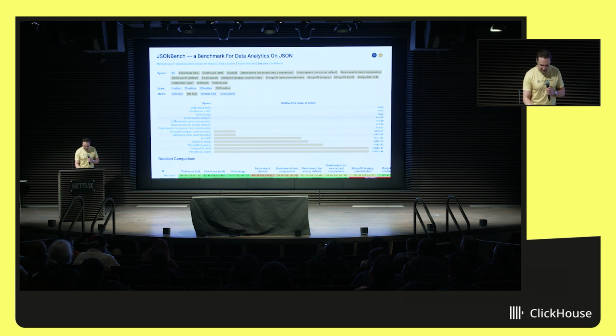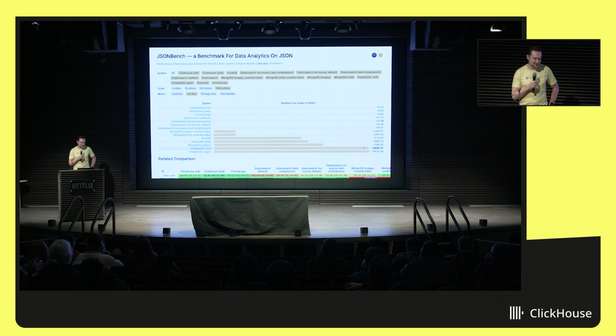But what is surprising that any other database, for example, Elasticsearch is 17 times slower. MongoDB is 1,500 times slower. DuckDB is 5,000 times slower. And Postgres is 10,000 times slower. And I would say that for many scenarios, you can only use ClickHouse. ClickHouse is the only solution.